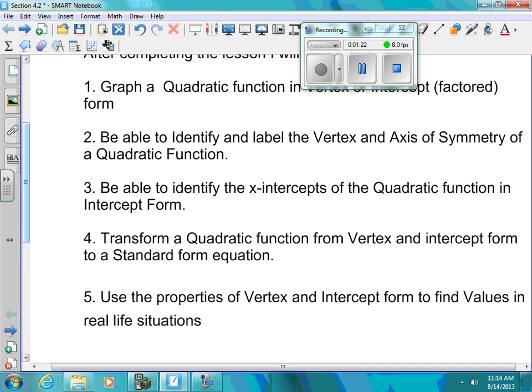Please write these down. Like I said yesterday, this is what I want to see under section 4.2 notes. The I can or I will statements right there. So it's a guide for you and me, so we make sure we hit everything we need to through this lesson.